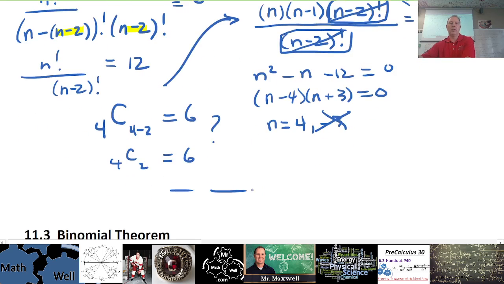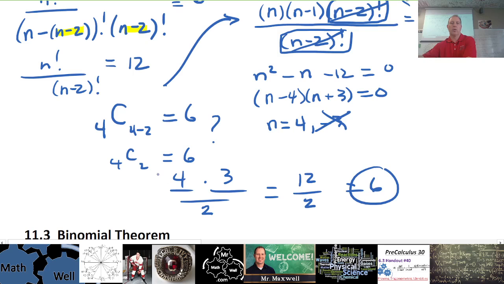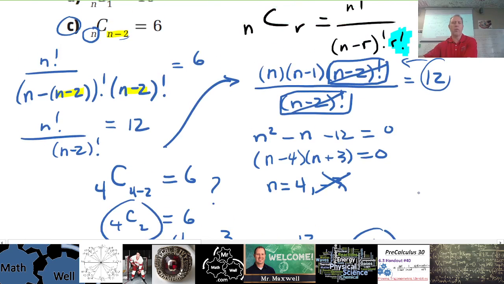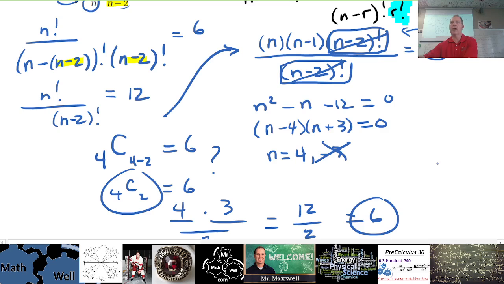Well, I'm choosing 2 out of 4, so that's 4 times 3 for the permutations, divided by 2. That's 12 permutations divided by 2 for combinations gives me 6. Or you could just do this on your calculator. 4 choose 2, I think that should be 6. So n is 4. Is that what anybody else got here that got that question, or does that match up with what the solution is?